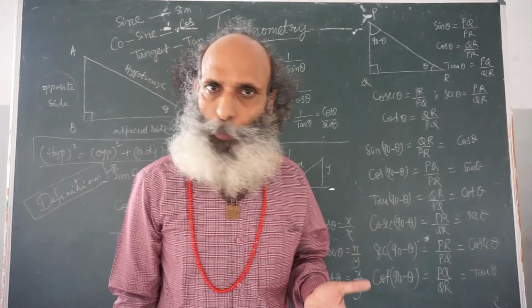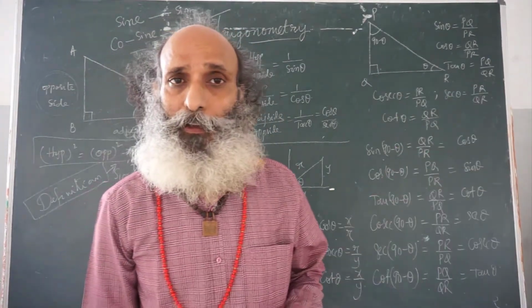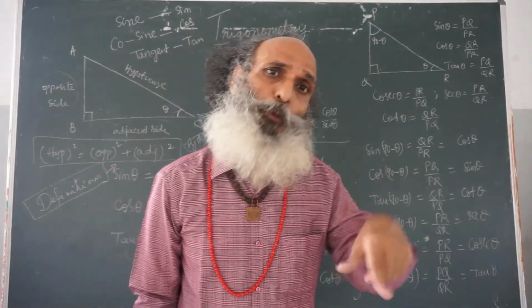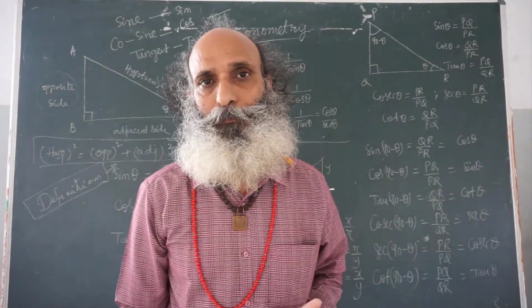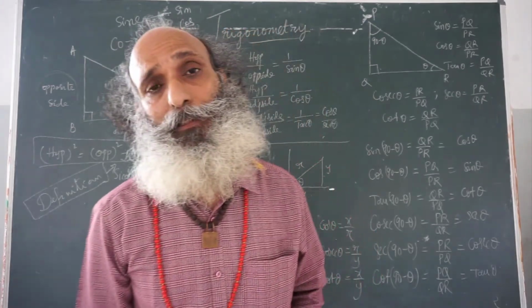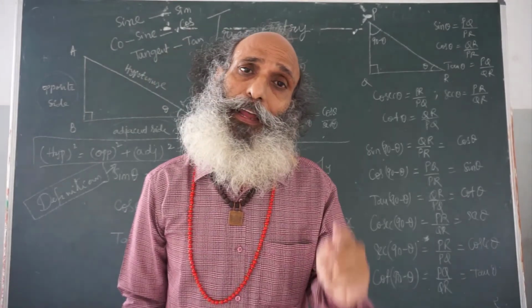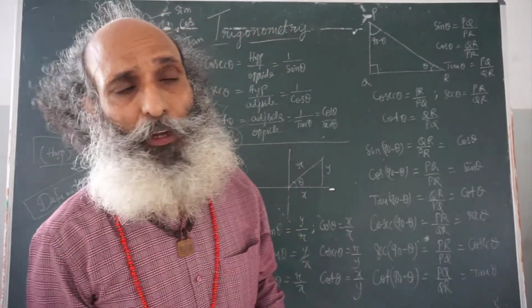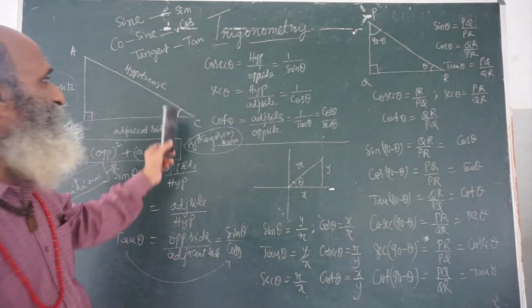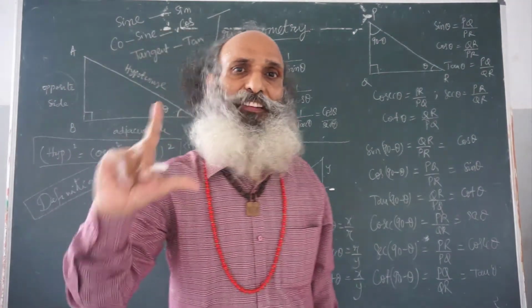Here theta is not important. Sin x, opposite side by hypotenuse. What is the opposite side? The side opposite to that angle x. Here the most important thing you must remember is that sin theta, cos theta, tan theta, all these 6 ratios depend upon theta, not upon the length of the side.